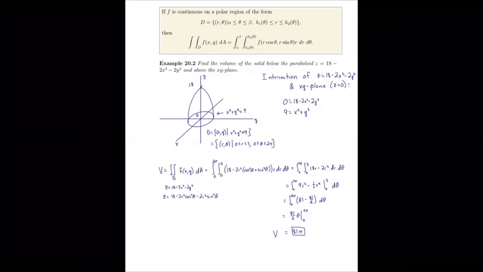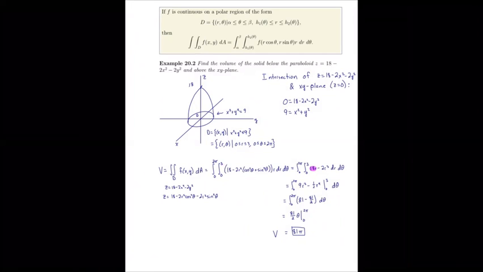So we integrate, well, first collect terms to simplify some things. We've factored out negative 2r squared from the negative 2x squared minus 2y squared to get cosine squared theta plus sine squared theta. This is just equal to 1, so that simplifies nicely. And we've got r times all of this expression. So we end up with 18r minus 2r cubed.